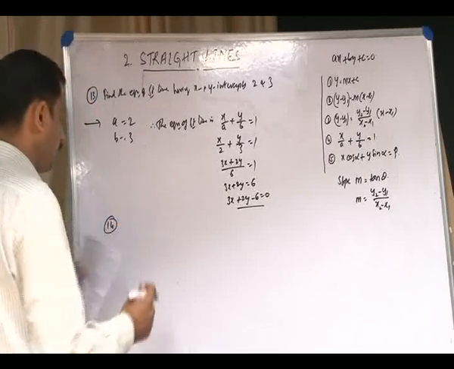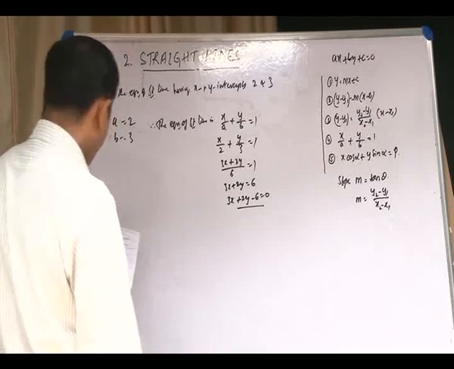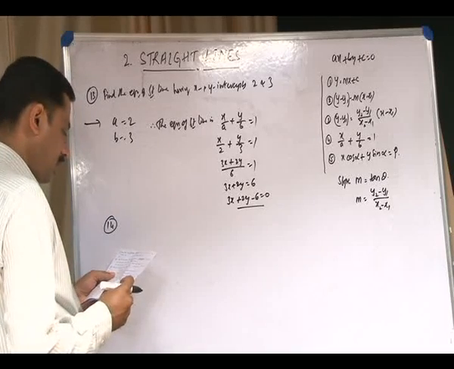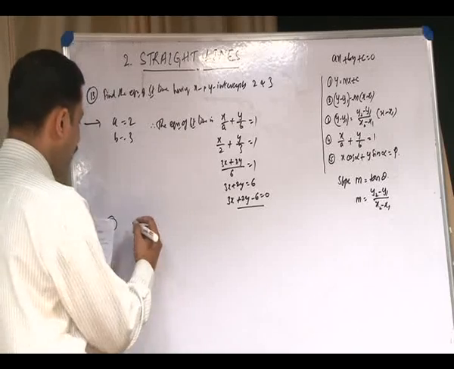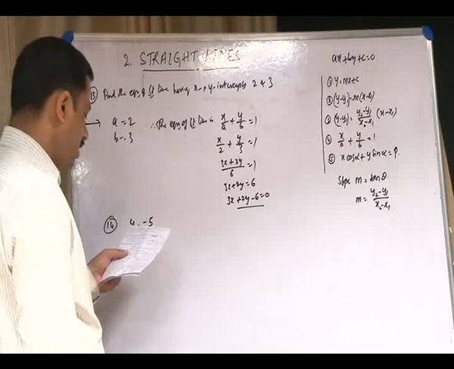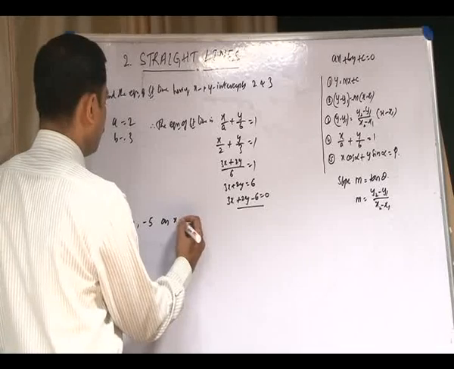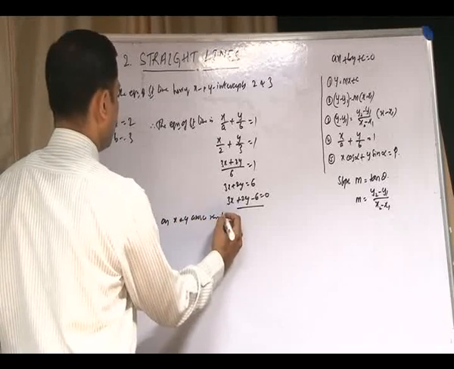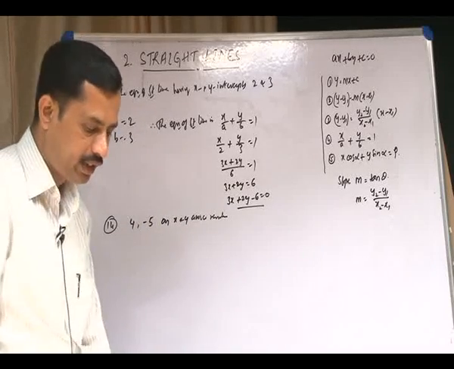Similarly, it is a problem. Find the equation of straight line which cuts and intercepts 4 and minus 5 on x and y axis respectively. So, have to find the equation of the straight line.